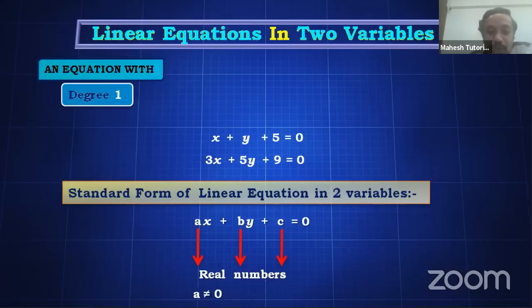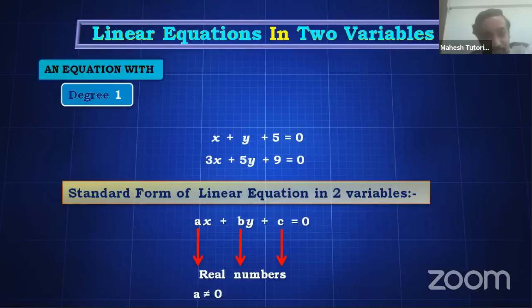If we put 0 in place of a, then 0 into x will give me what? 0. It means that term disappears because it becomes 0. Now we are left with which portion? by plus c is equal to 0. Now tell me, in by plus c is equal to 0, how many variables are there? Only one alphabet remains, that is y. And if only one alphabet remains, will it be a linear equation in two variables? No. Hence the reason a cannot be equal to 0.